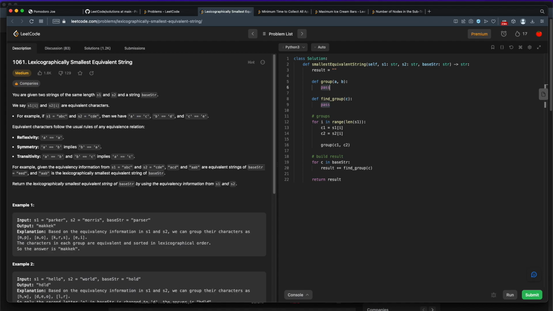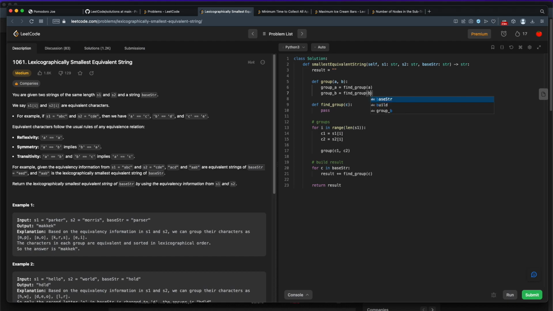So in our group, we'll basically say, okay, we have some group for each of these characters. So group A is going to be, well, what? Oh, we can find it because we have this function, find group. So we'll find the group for character A, and group B will be find group for character B. Okay, so group A and group B are going to hold one character that represents the lexicographically smallest character in that group.